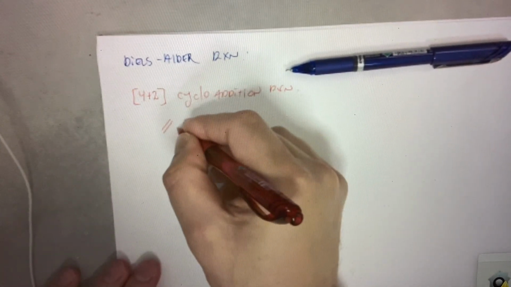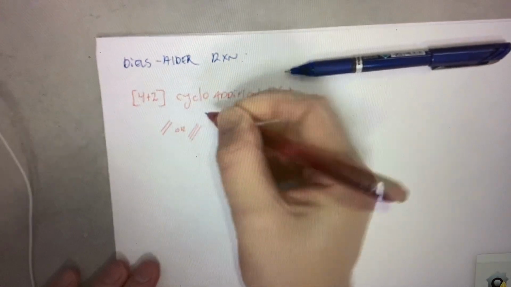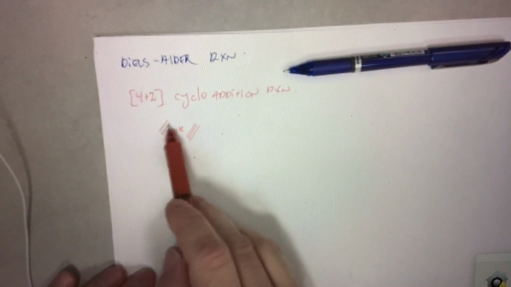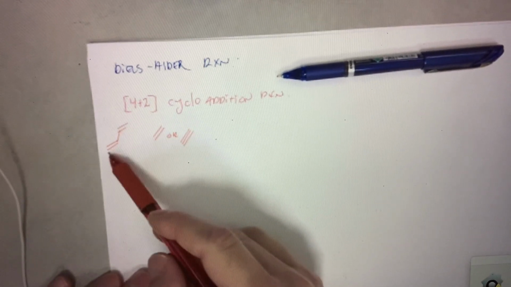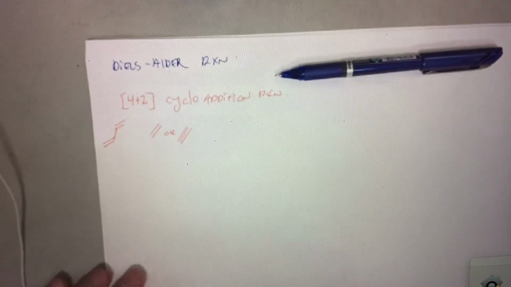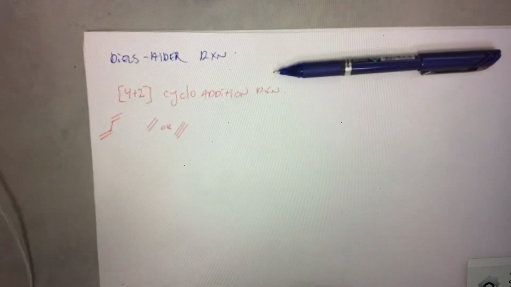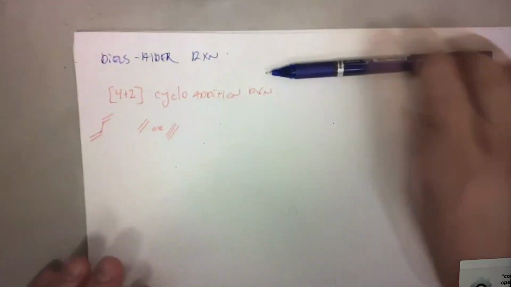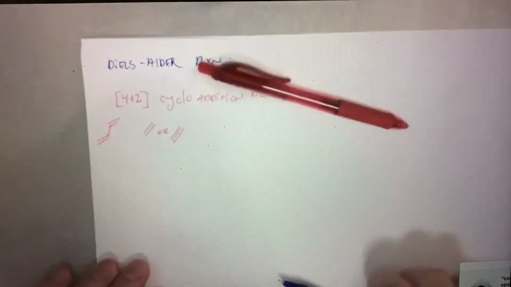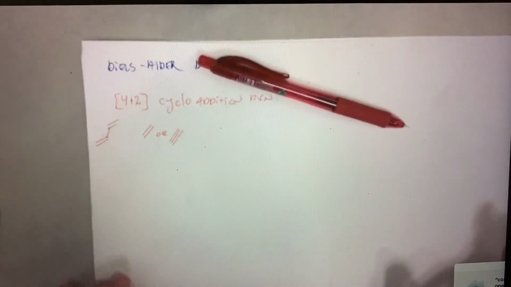Alkenes or alkynes are going to be the source of 2 p orbitals, and conjugated dienes will be the source of 4 p orbitals. So dienes are going to be used in this reaction to special effect. The most basic form of this reaction, we'll just do a very, very simple one.